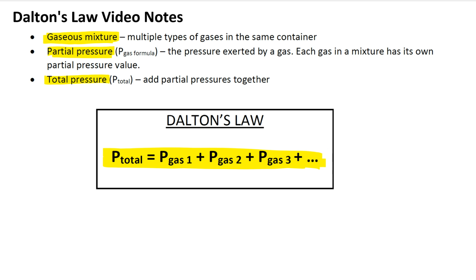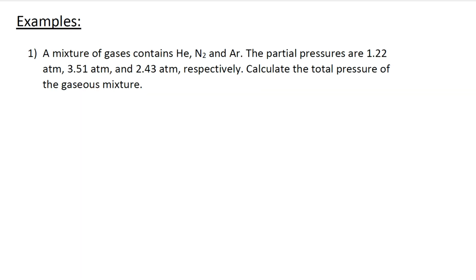So let's take a look at a few examples. Okay, example number 1. Please do write down the problem. So if you need to hit pause, go ahead and do that so you can record the question. But here we have a mixture of gases. Okay, so I see that keyword, mixture of gases. It's probably going to be a Dalton's law problem. It contains helium, nitrogen, and argon gas. And the partial pressures, here's another keyword, are 1.22 atm, 3.51 atm, and 2.43 atm respectively. Calculate the total pressure of the gaseous mixture.